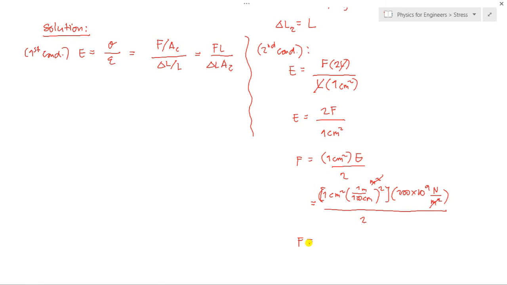So the answer is big. That is 10 million newtons, or 10 mega newtons. So that is the force that we apply. Did you get it? Any questions so far? The force is big because you doubled the length.